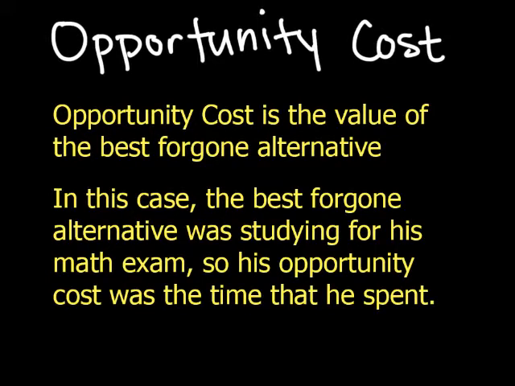Notice that opportunity cost is defined as the value of the best foregone alternative. If you had a lot of alternatives, like he might have been able to go eat a dinner, study for his math exam, or go shopping, his opportunity cost would be the value of the best of the three, which in this case I assume was studying for his math test.